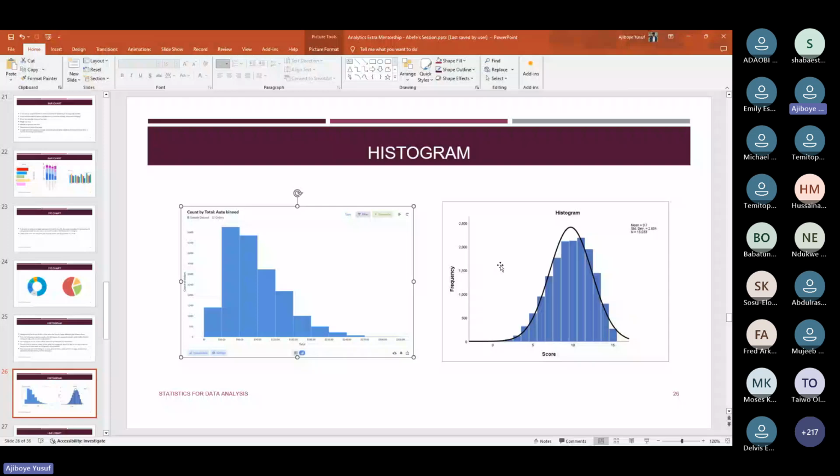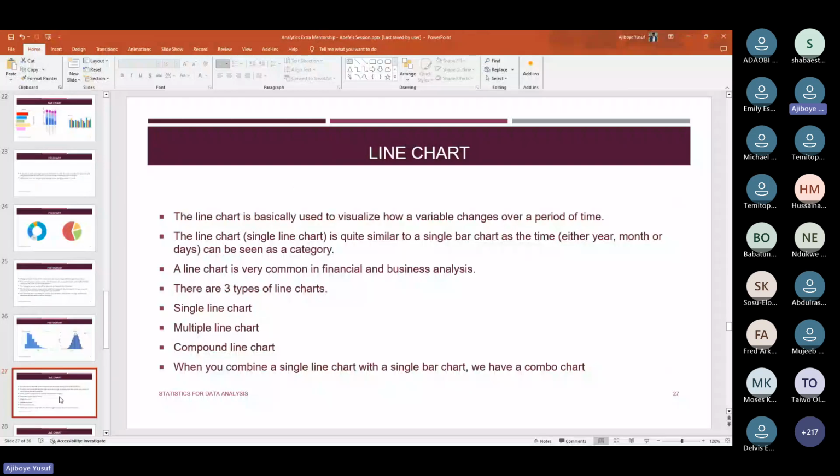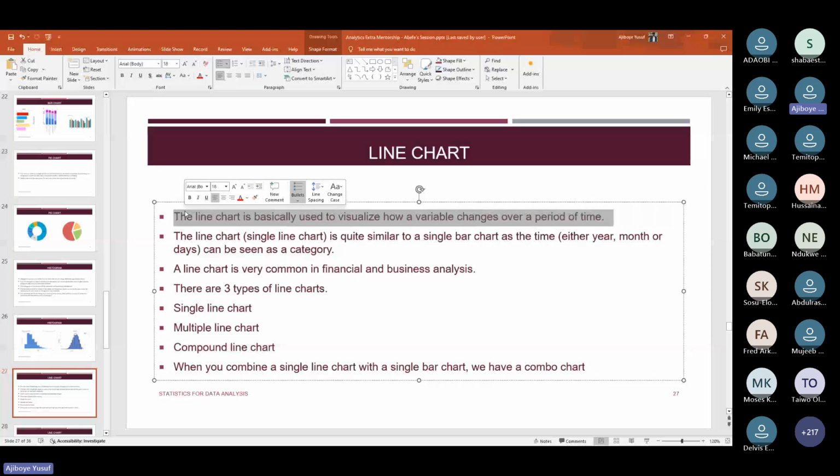Your line chart is also one visual that is heavily used in people's dashboards. The line chart is basically used to visualize how a variable changes over time. Whenever you want to show how a variable is changing over time, you use a line chart. That reminds me, a bar chart can also serve this purpose, because time, month, year, day is a category. So you can use your bar charts to visualize the change of profit over the days. But most times we prefer to use a line chart because a line chart is more visible than a bar chart.